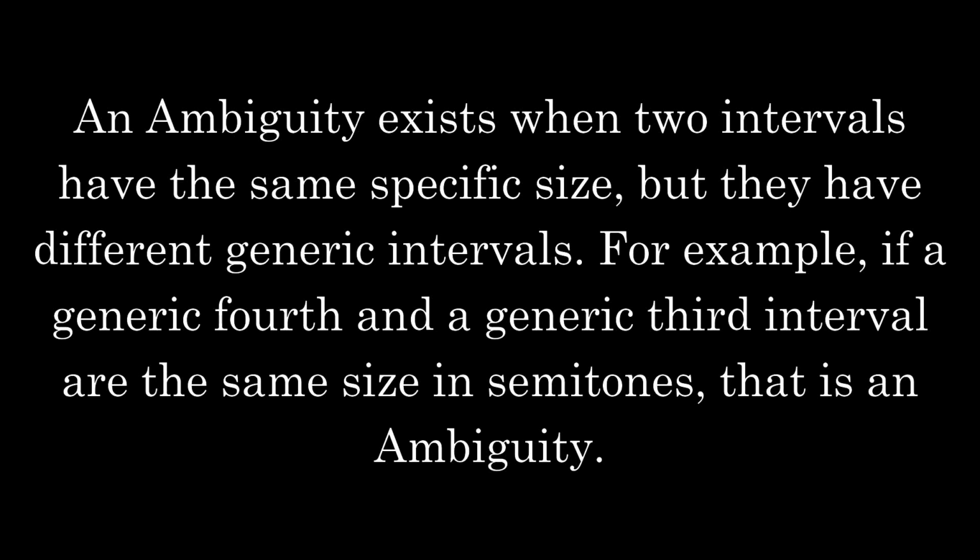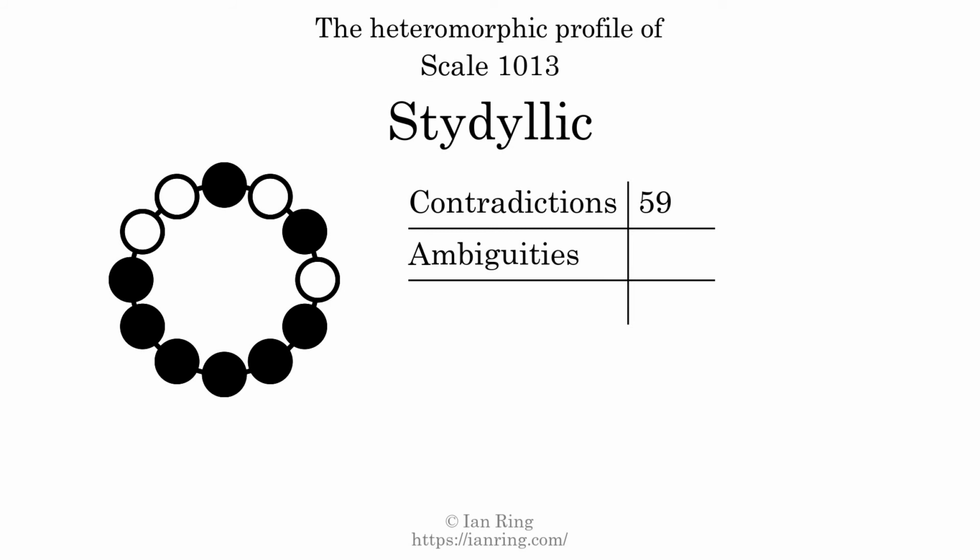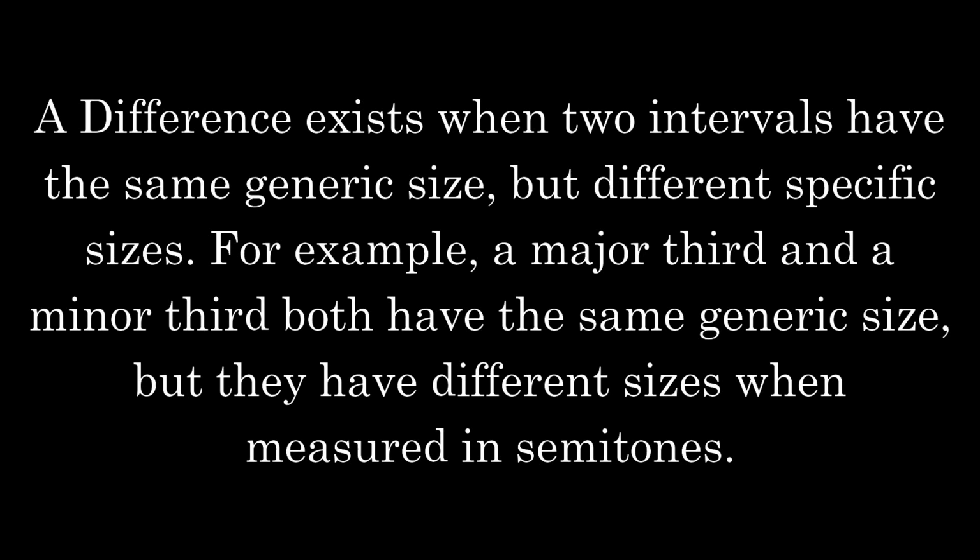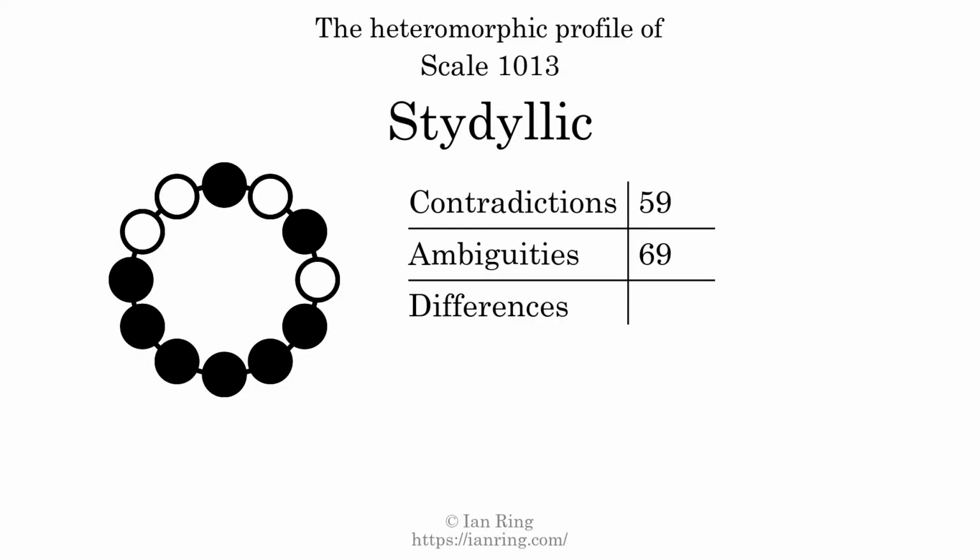An ambiguity exists when 2 intervals have the same specific size, but they have different generic intervals. For example, if a generic fourth and a generic third interval are the same size in semitones, that is an ambiguity. The number of ambiguities in this scale is 69. A difference exists when 2 intervals have the same generic size, but different specific sizes. For example, a major third and a minor third both have the same generic size, but they have different sizes when measured in semitones. The number of differences in this scale is 149.